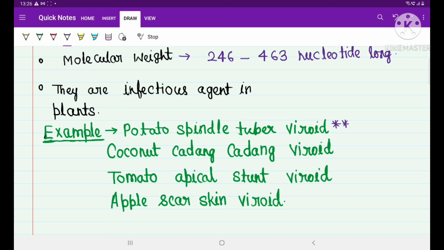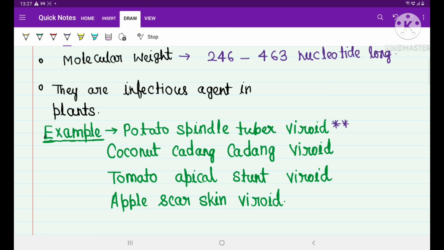Now what is the importance of this viroid topic in the NEET exam? Very important. In 2021 a question was asked: which of the following is correct about viroids? It was about genetic material, and the options were: they have RNA as a protein coat, they have free RNA without protein coat, they have DNA with protein coat, and they have free DNA without protein coat. So the answer is the second option, free RNA without protein coat.